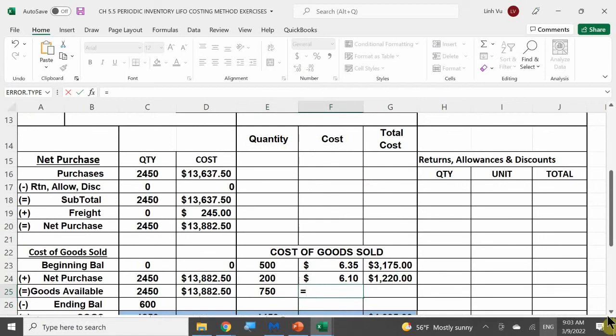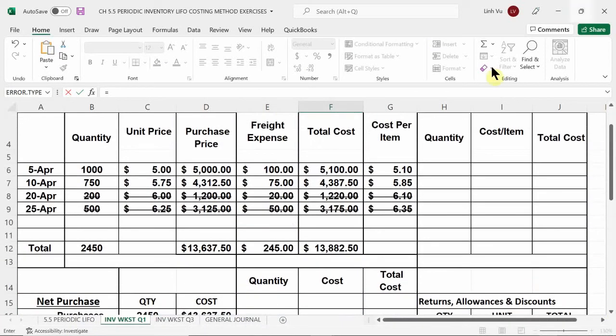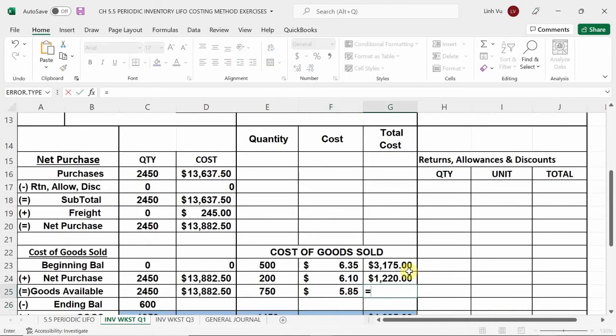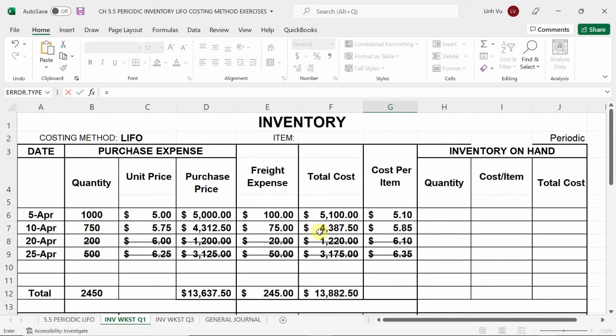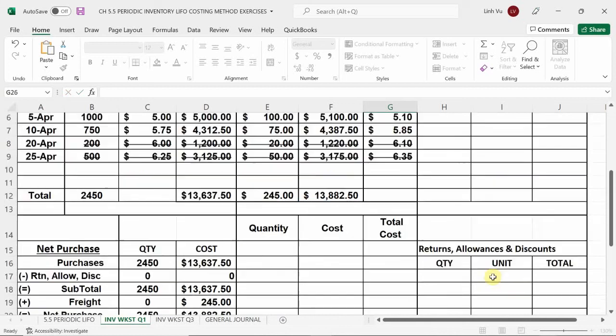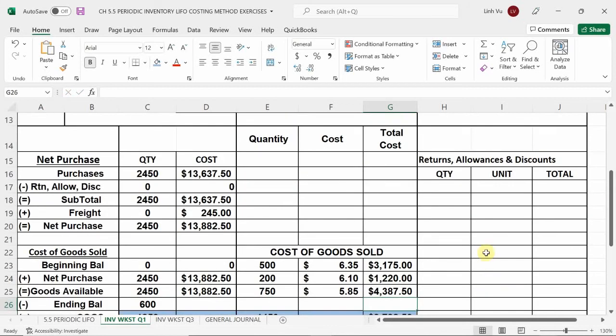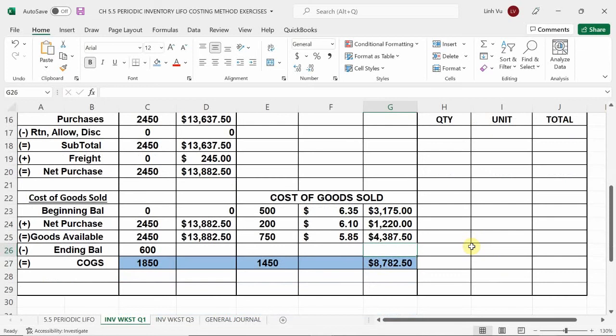So let's tack on this, 750. Since I'm taking all of it, it's going to cost me $5.85 each, which I already know is going to yield me $4,387.50. So now I'm at 1,450. How many more do I need to keep selling to get to 1,850? 350.